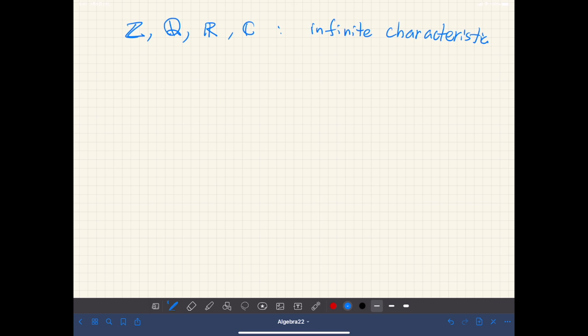And for prime p has characteristic p. Or prime characteristic.